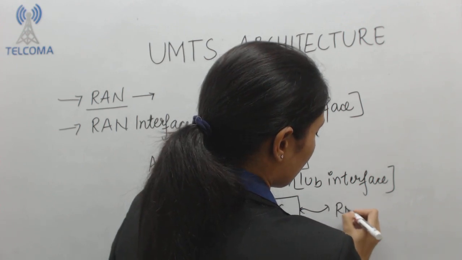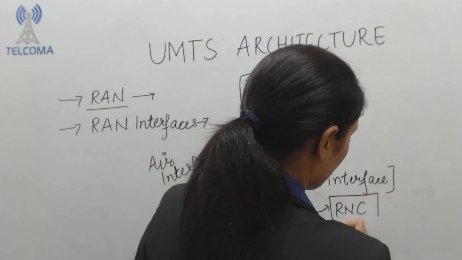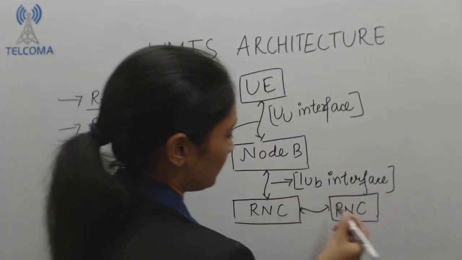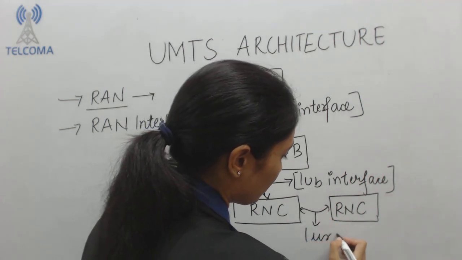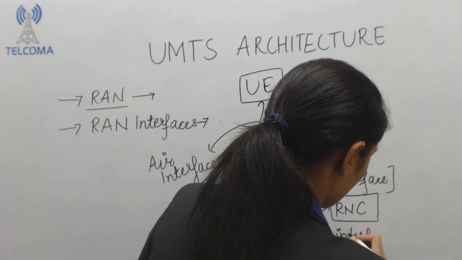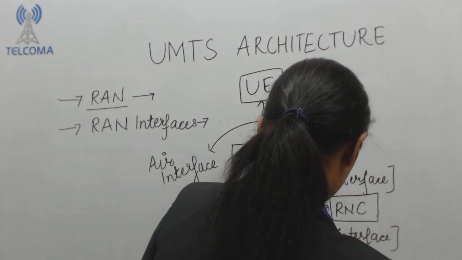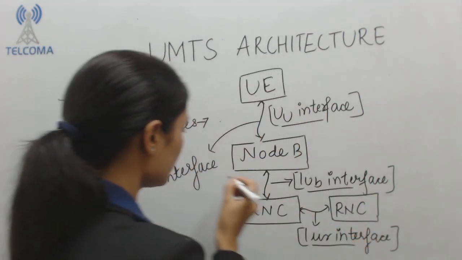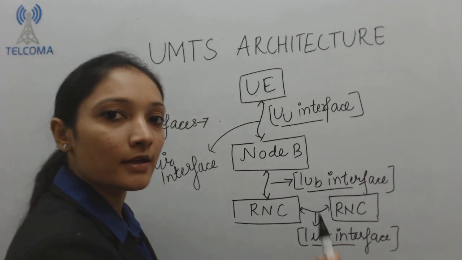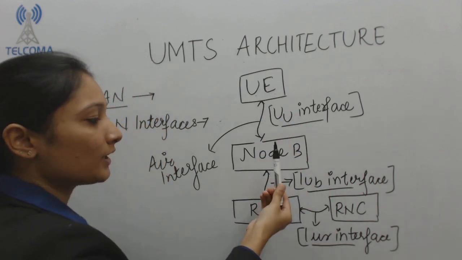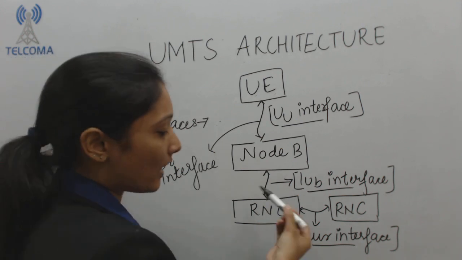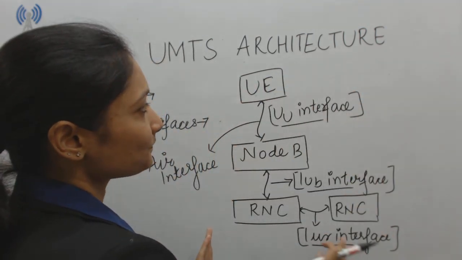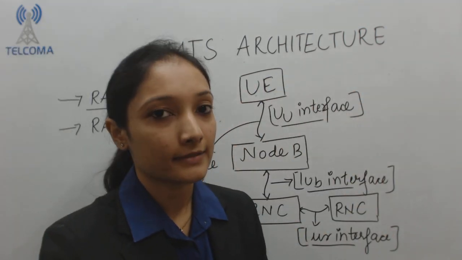Now, RNCs can be connected to each other. So, the interface between one RNC and another RNC is your IUR interface. So, these are the different interfaces which come under our radio access network. User equipment to node B, node B to RNC. And we know that RNC is then further connected to our core network. So this is just all about the radio access network of our UMTS network.